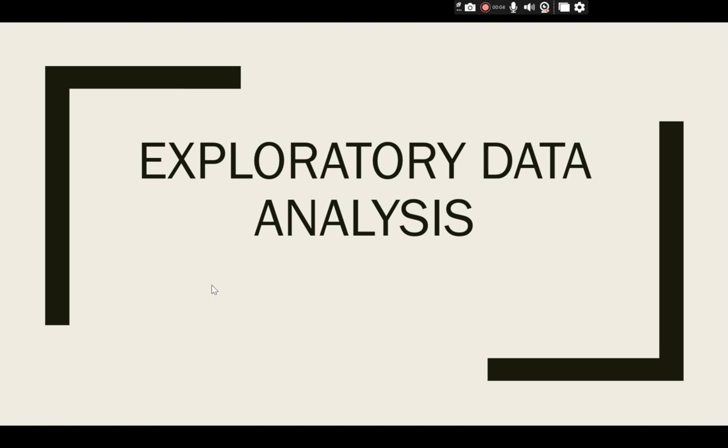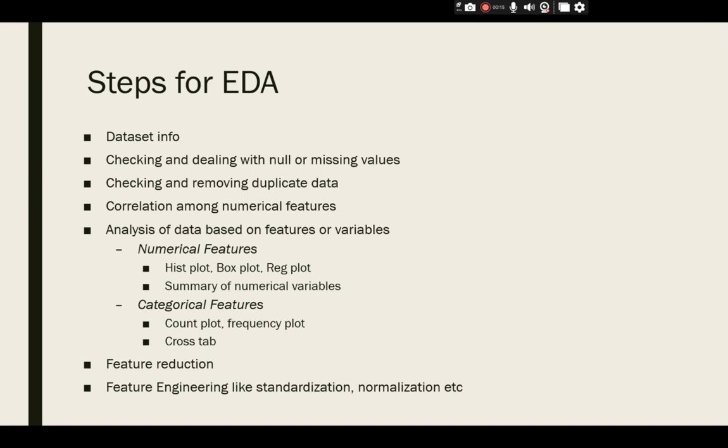In this series, we are going to discuss all the methods and steps required for exploratory data analysis. First, we will discuss the dataset info, checking and dealing with null or missing values, checking and removing duplicate data, correlation among the numerical features, and then analysis of the data based on the features.